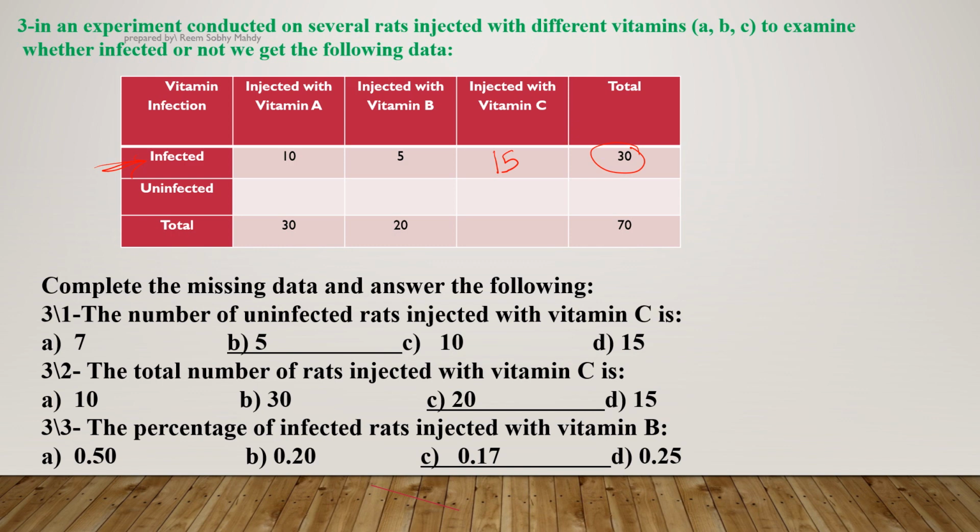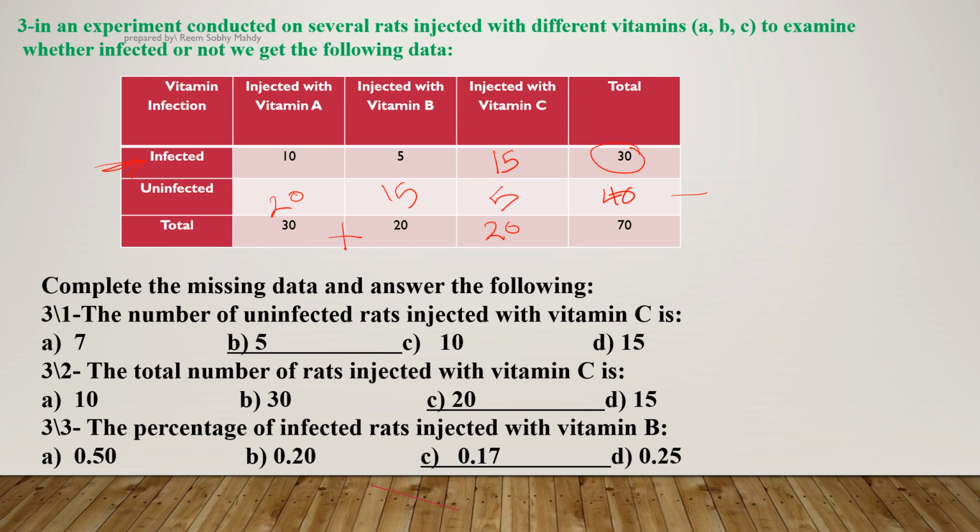And for the totals, the total of vitamin A equals 30 and for vitamin B equals 20, and this is 50, and by subtracting 50 from 70 we get 20. Also by subtracting 30 from 70, the rest is 40, and for each column 30 minus 10 is 20, 20 minus 5 is 15, 20 minus 15 equals 5, and the total here is 40, of course.